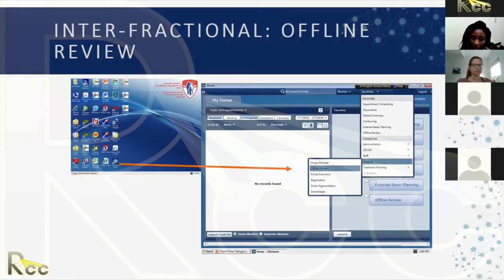Now I'm happy to go back and do this with Mosaic if people find this helpful at a later time point. So if you're using Varian's Eclipse system, you essentially click on this Varian system. This is what it pulls up for you. So each person will have their system customized. How do you find offline review? Because now you're no longer directly at the machine. Now you're sitting in the workroom somewhere and you want to look at the images prior to the patient getting treated the next day. So you go to quick links, you go to imaging, and you click offline review.